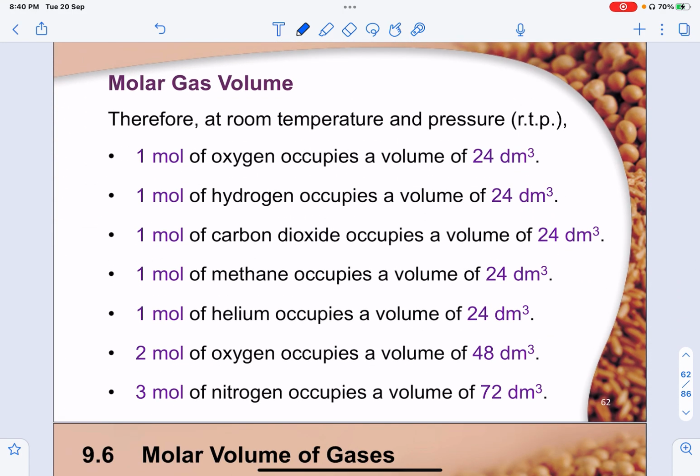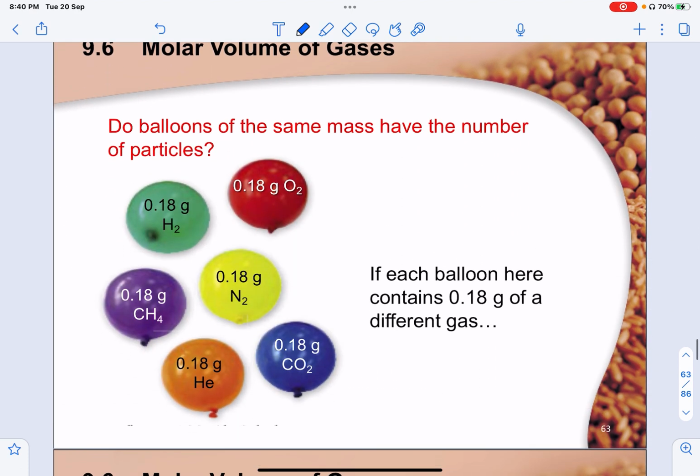Therefore, regardless of the chemical compound formula, as long as we follow the number of moles, we will be able to measure the molar gas volume, provided that it is at room temperature and pressure.